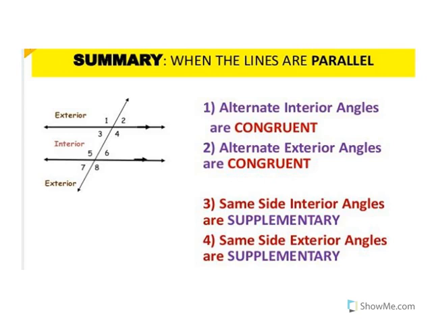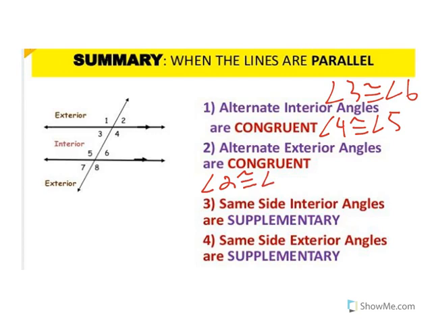So here is a summary. Number 1, alternate interior angles are congruent. An example here: angle 4 is congruent to angle 5, and angle 3 is congruent to angle 6. And number 2, alternate exterior angles are congruent, so we can say angle 2 is congruent to angle 7, and angle 1 is congruent to angle 8.